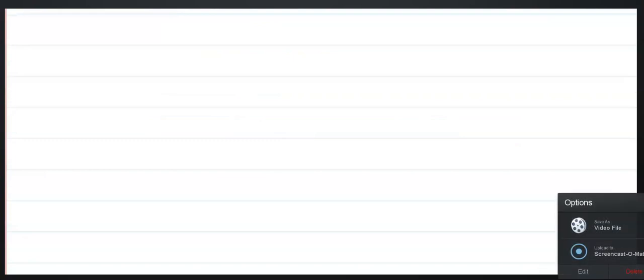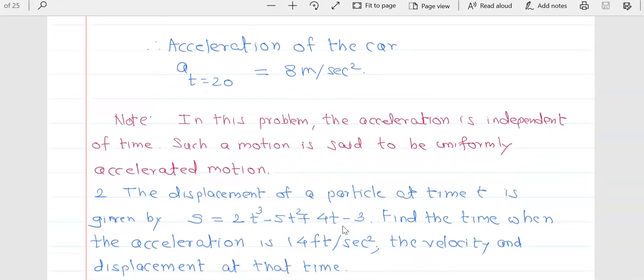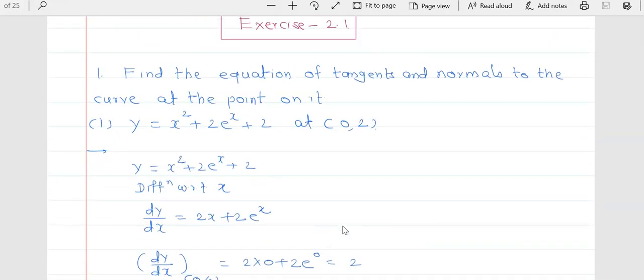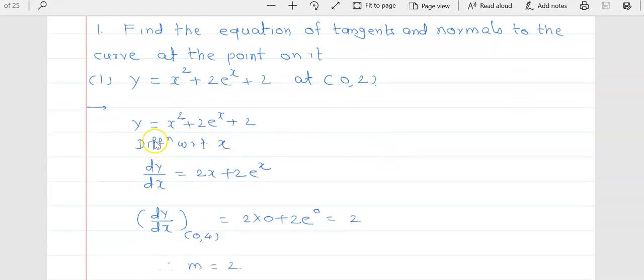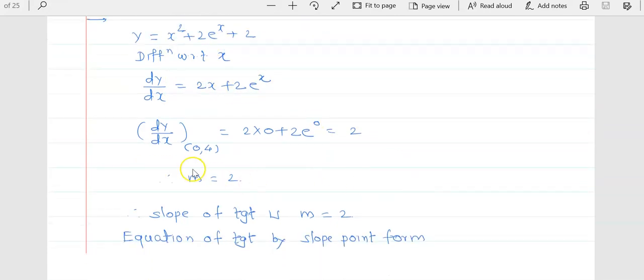Now again see this here. We'll see the exercise. The first problem, that is equation of the tangent and normal to the curve y is equals to x square plus 2 e raised to x plus 2 at the point 0, 2. y is equals to x square plus 2 e raised to x plus 2. Now differentiate this with respect to x. First of all, derivative of x square is 2x, 2 e raised to x, derivative of 2 is 0. dy by dx at the point 0, 4. Put x is equals to 0.